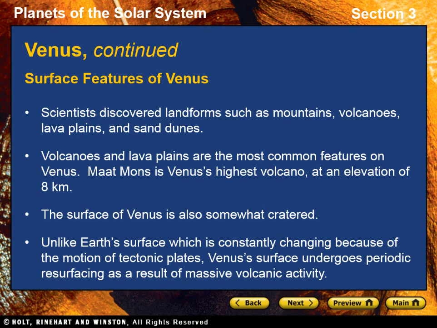This evidence and the abundance of volcanic features on Venus's surface has led some scientists to speculate that Venus undergoes a periodic resurfacing as a result of massive volcanic activity. Heat inside the planet builds up over time, which causes the volcanoes to erupt and cover the planet's surface with lava. However, scientists think that another 100 million years may pass before volcanic activity again covers Venus's surface with lava. Venus's surface is very different from Earth's surface, which is constantly changing because of the motion of tectonic plates.